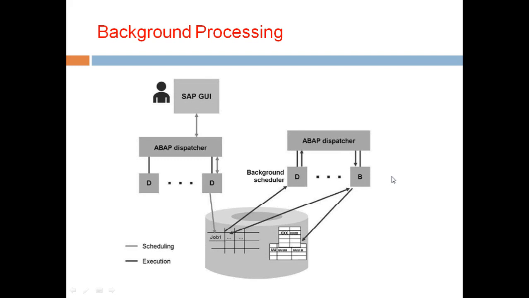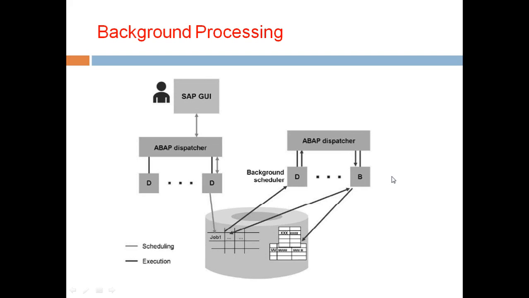The end user can usually schedule the programs to be started as a background job from the application transaction. The job then waits for the planned execution time in the job scheduling table. If the time has come and a free background work process is available, the job is distributed to a background work process by a background scheduler and then executed.